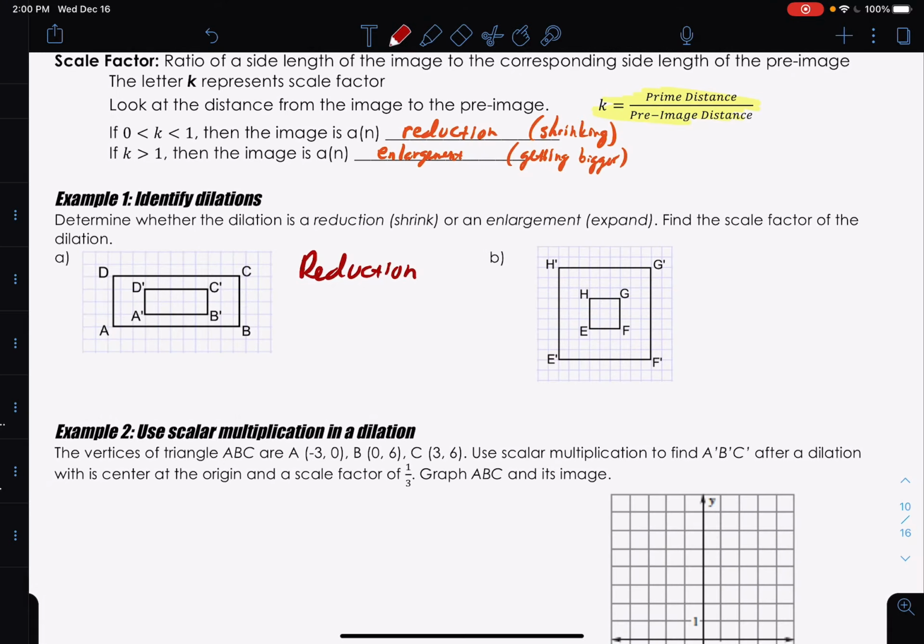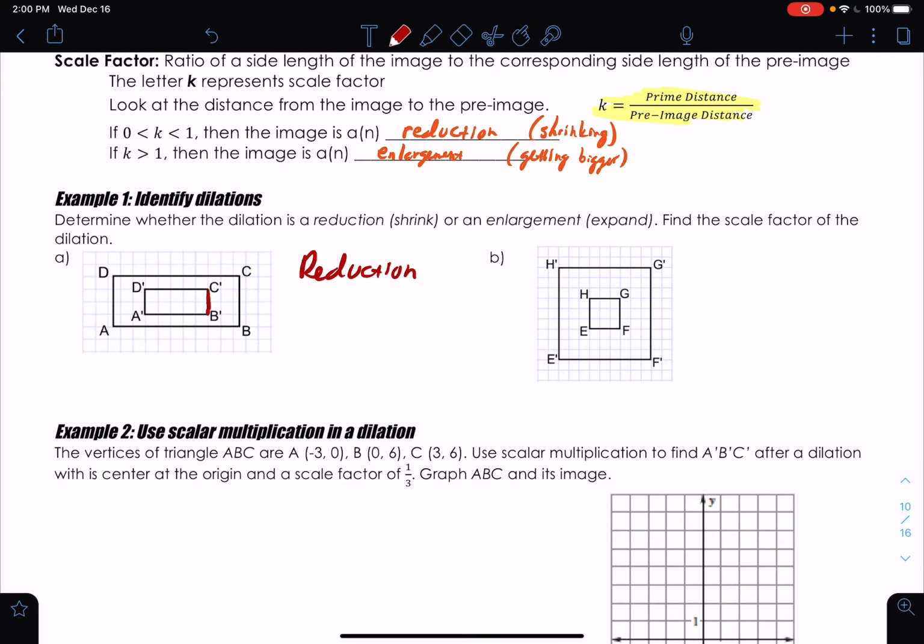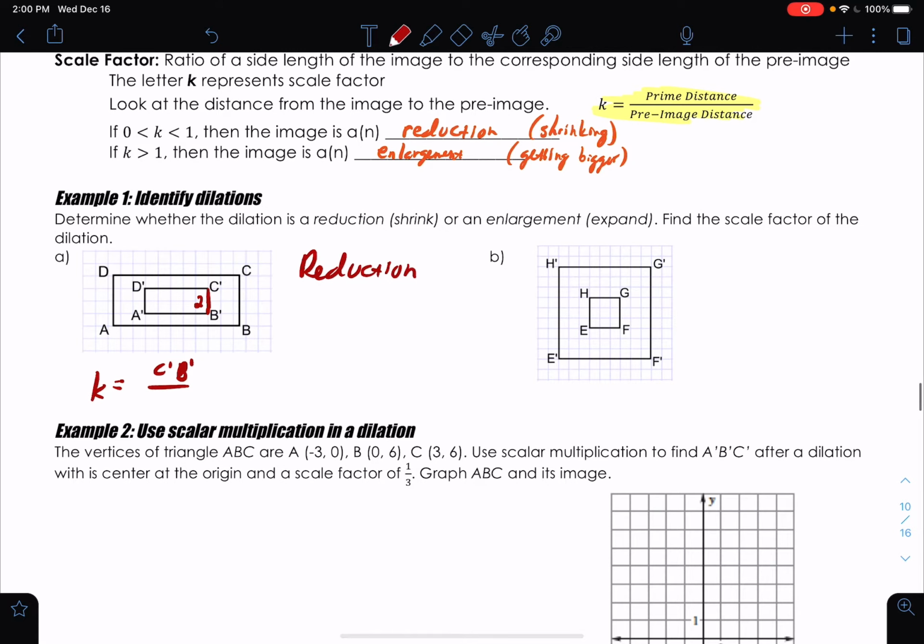Now we need to find the linear scale factor. So prime over pre. C prime B prime is 2 units. So I'm going to find my K value: C prime B prime over CB. C prime B prime is 2. CB is 1, 2, 3, 4. 2 over 4 simplifies to 1/2. So it's a reduction. My K value, or my scale factor, is 1/2, which means that A prime, B prime, C prime, D prime is half the size of its pre-image rectangle ABCD.